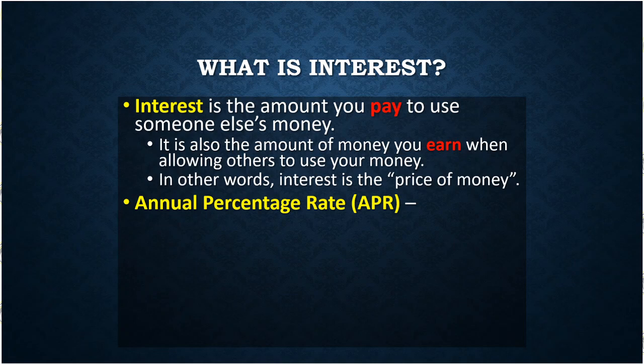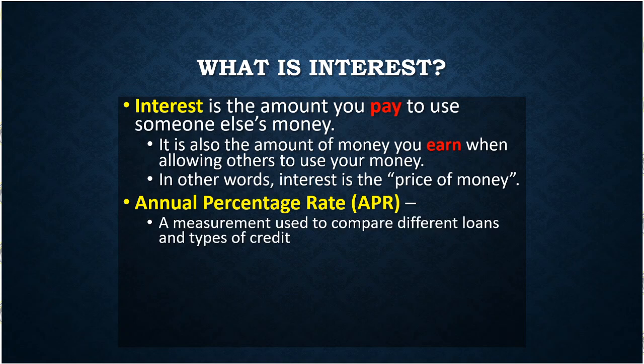Now, when we talk about interest, it's generally a dollar amount, but it's really tough to compare when we have different loan amounts and different amounts of interest and stuff like that. So it's hard to tell what's the better deal. So we also have a term called annual percentage rate. The annual percentage rate is a measurement used to compare different types of loans, different types of credit.